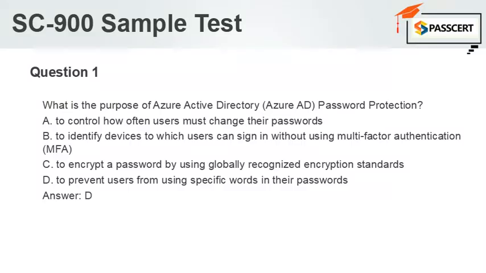Question 1. What is the purpose of Azure Active Directory, Azure AD, password protection? A. To control how often users must change their passwords. B. To identify devices to which users can sign in without using multi-factor authentication, MFA. C. To encrypt a password by using globally recognized encryption standards. D. To prevent users from using specific words in their passwords. Answer: D.